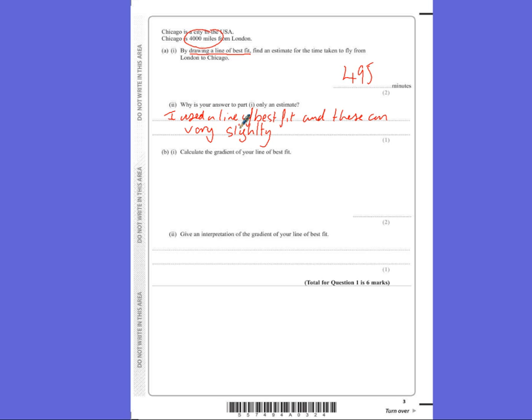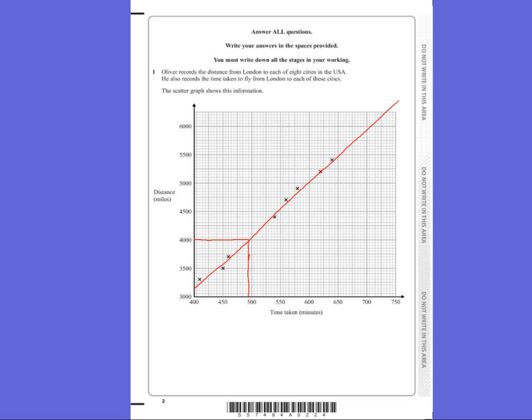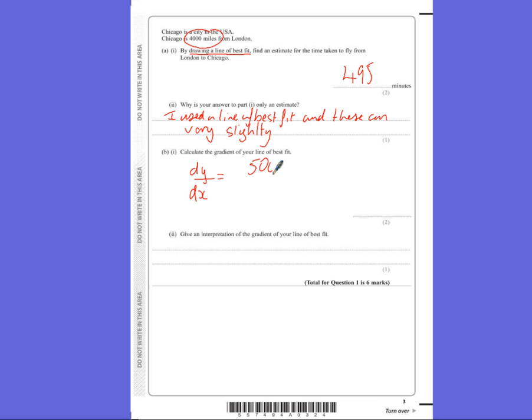Part B, it says calculate the gradient of your line of best fit. So the gradient is calculated by the difference in y divided by the difference in x. So going back to our line, the best way to do this is always to choose as big a triangle as possible, but I always choose where it goes through the corners of some points. So here, we can see that it goes through the corners quite easily. Now you could do a really big triangle and that would be the best estimate, but here it goes through the corners quite nicely. So the difference here is 500 and the difference here is 50. So 500 divided by 50 would give us a gradient of 10.